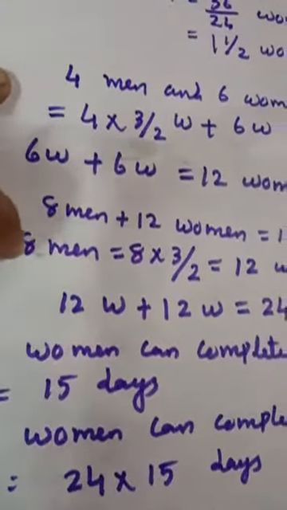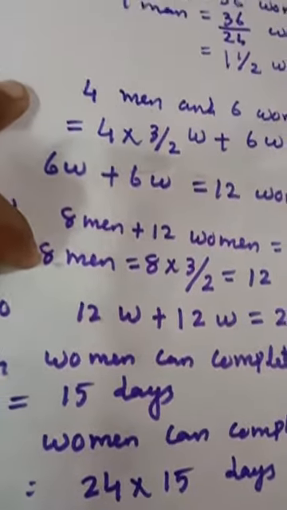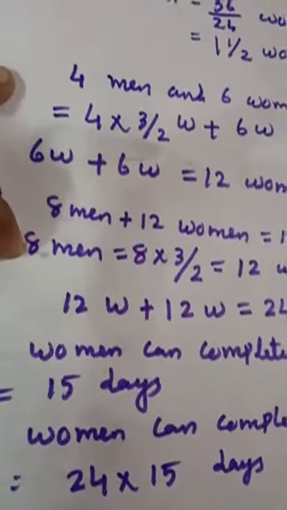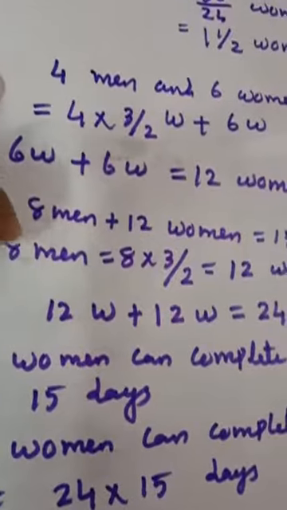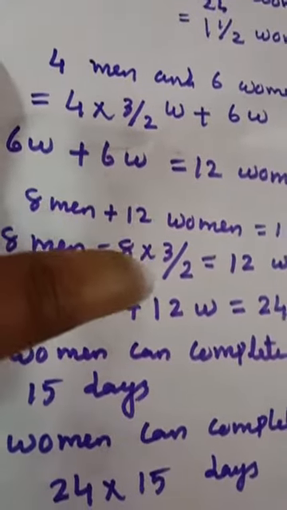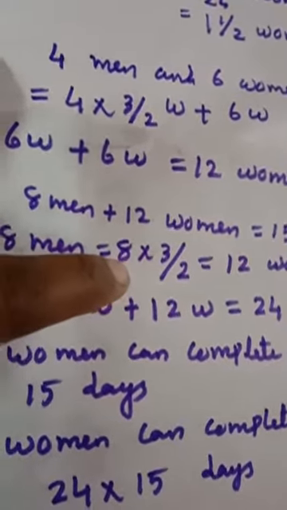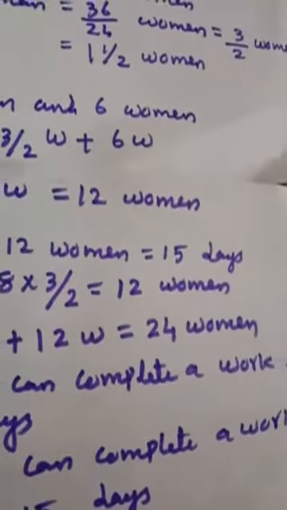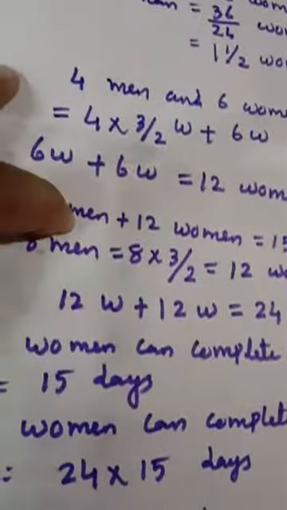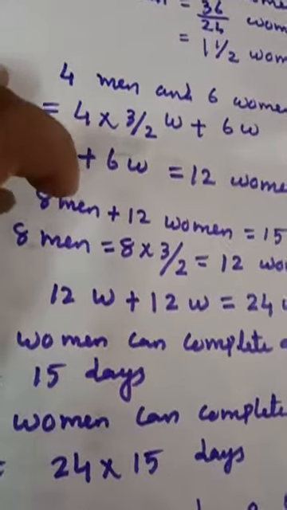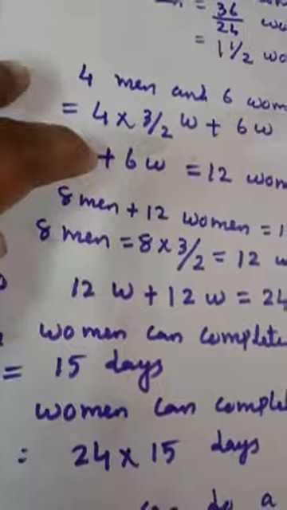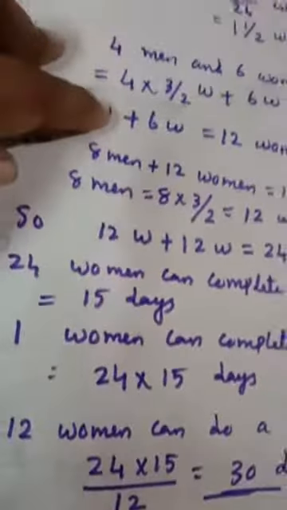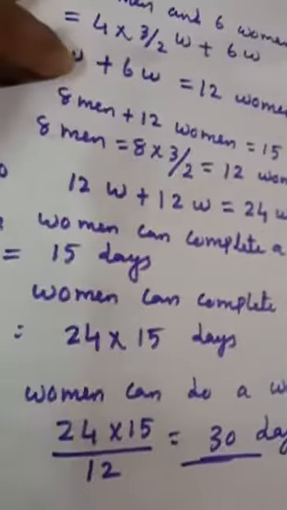Now convert these 8 men into women. How to convert men into women? One man is equal to 1.5 women, or 3 by 2 women. So 8 men is equal to 8 into 3 by 2 women. That is 2 4s are 8, 4 3s are 12 women. Okay, 8 men is equal to 12 women. So this 12 women plus this 12 women, how many women? 12 plus 12, 24 women can complete a work in 15 days.